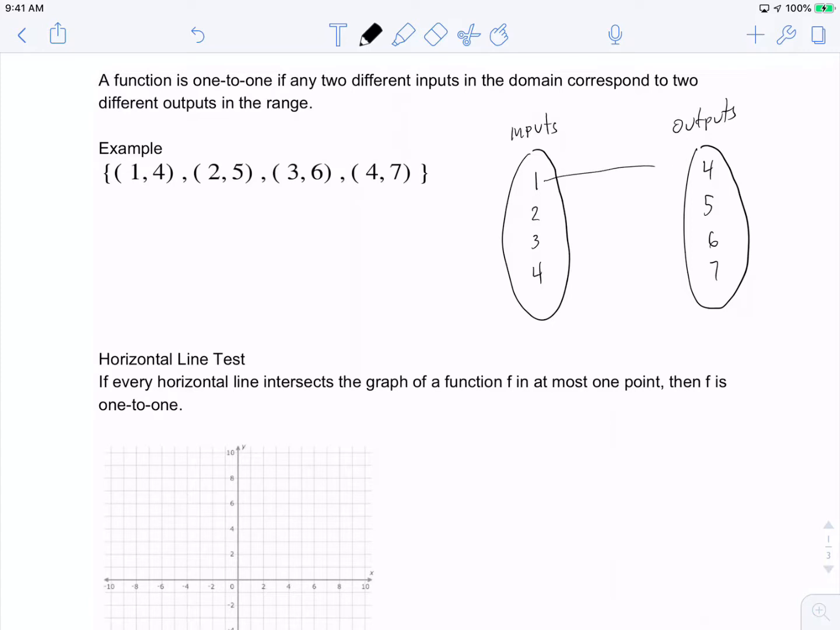And this is one-to-one because each input maps to one output. So this is a one-to-one function. And again, it's because each individual input maps to one individual output. That's significant.